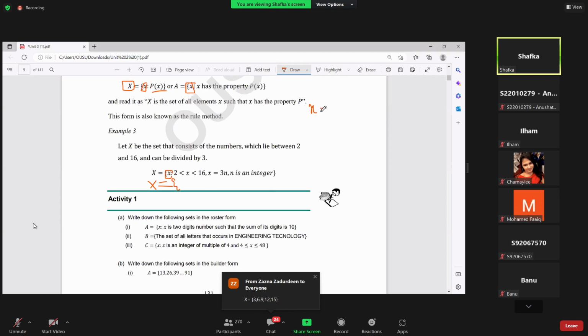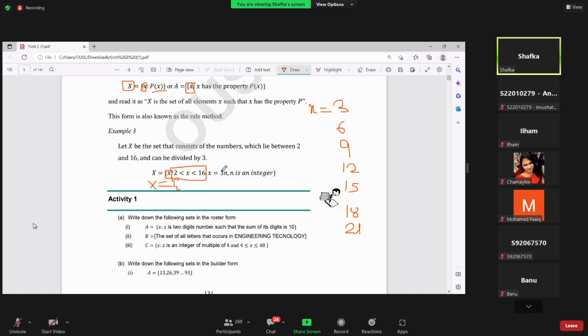So to write the multiples of 3, we can have 3, 6, then 9, 12, 15, 18, 21. These are the multiples of 3. But there is another restriction such that x is greater than 2 and less than 16. So the elements should be these. So if you want to represent it in tabular form, you have to write down the elements.